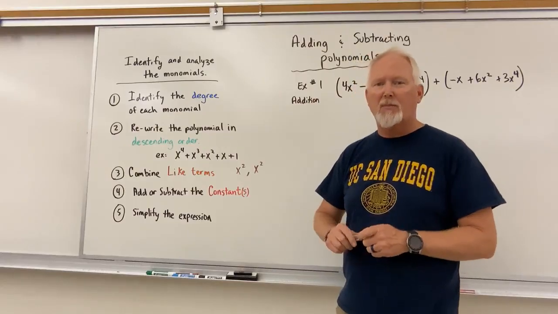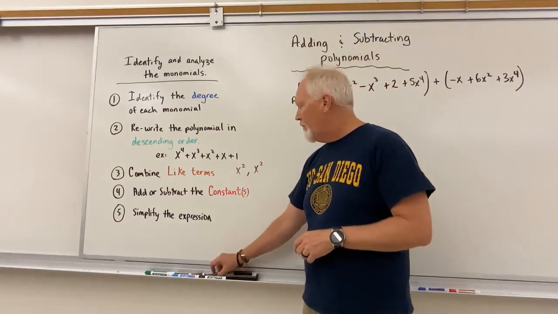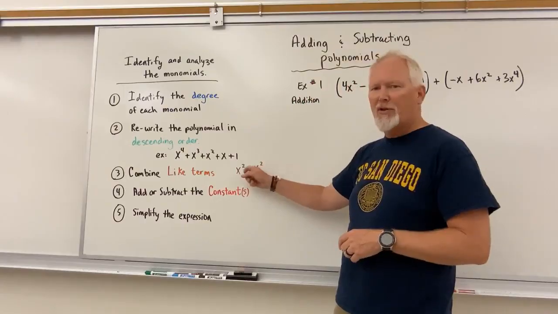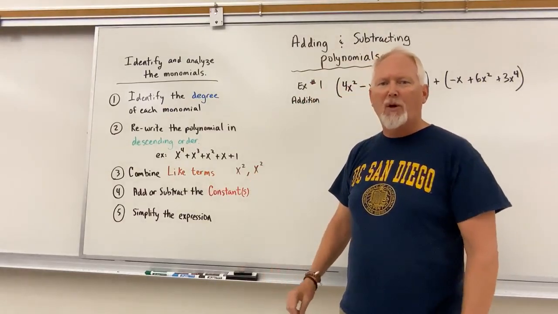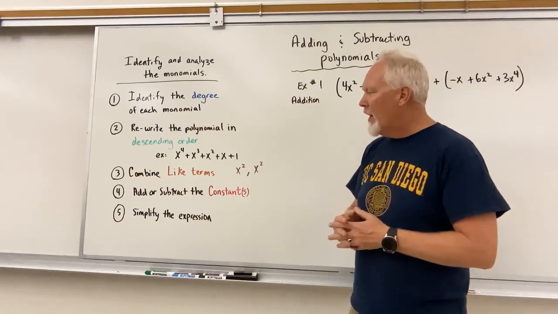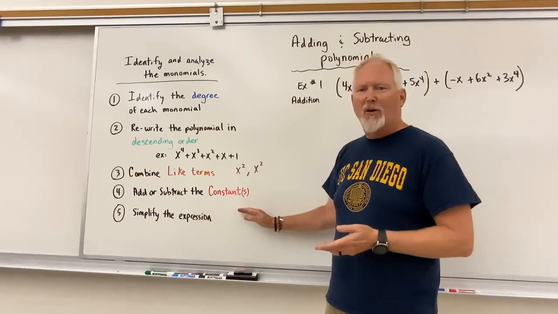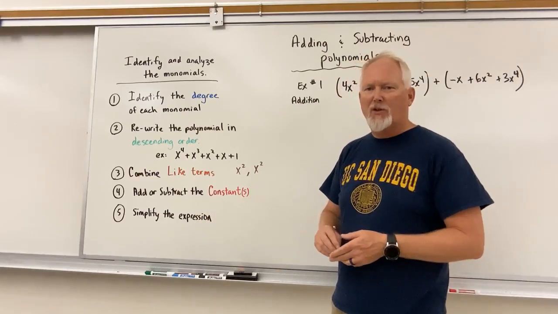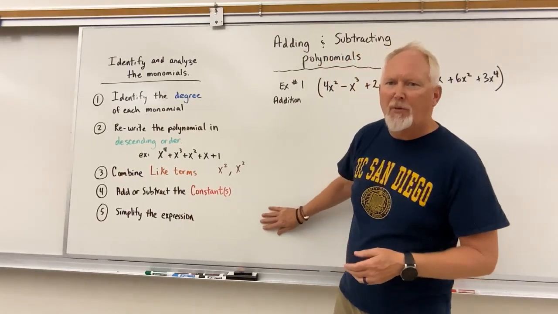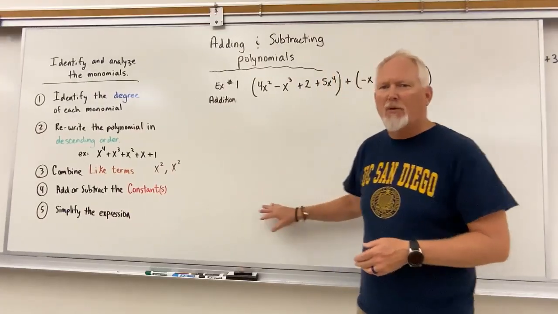Now the constants can be different, but we want the powers and the exponential powers and the variable to be the same. Then we just basically add or subtract the constants, and we simplify the expression. Okay, so let's look at an example here. We've got one right on the board.